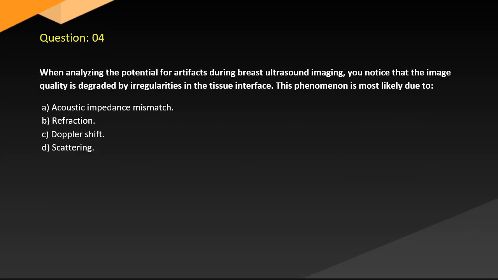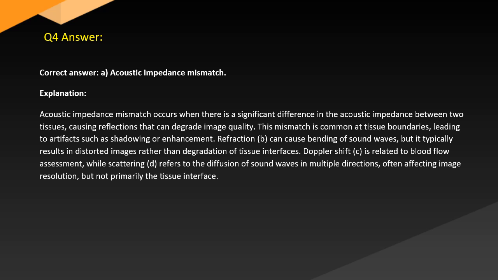Question 4. When analyzing the potential for artifacts during breast ultrasound imaging, you notice that the image quality is degraded by irregularities in the tissue interface. This phenomenon is most likely due to A. Acoustic impedance mismatch, B. Refraction, C. Doppler shift, D. Scattering. Answer. Correct answer: A. Acoustic impedance mismatch.